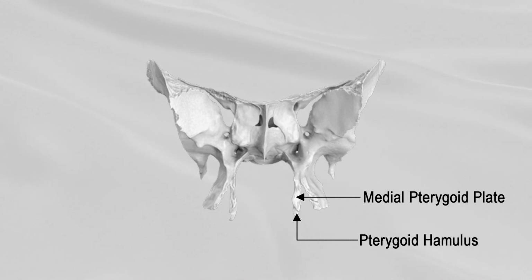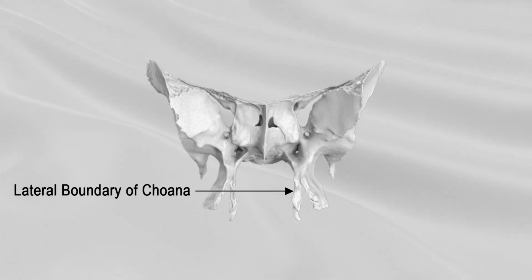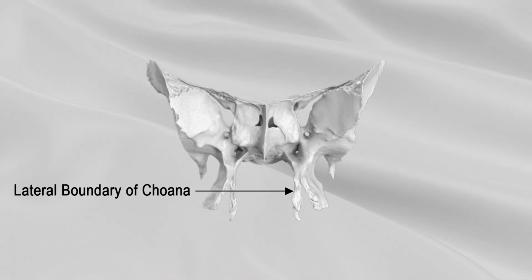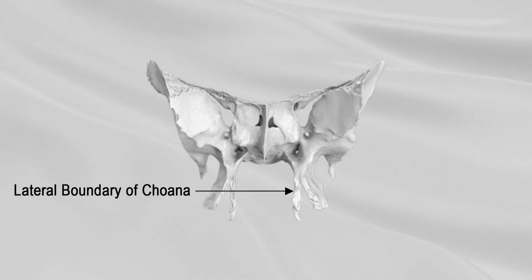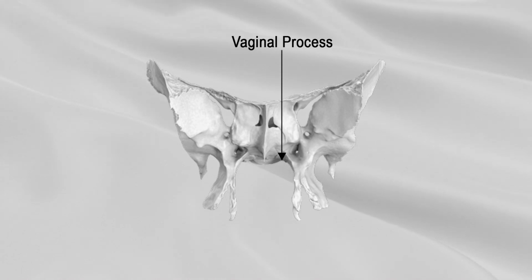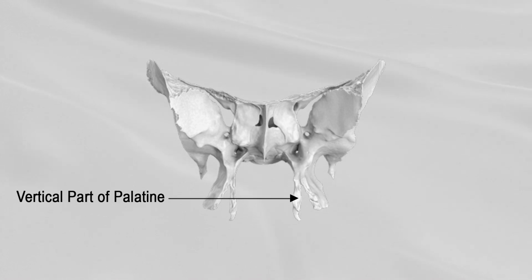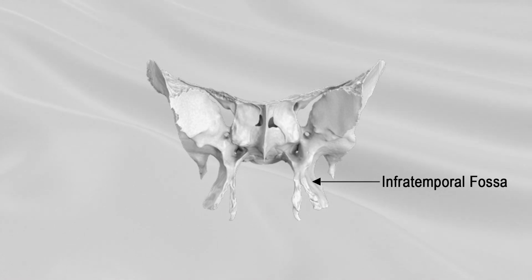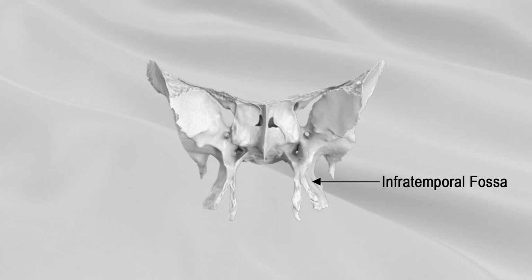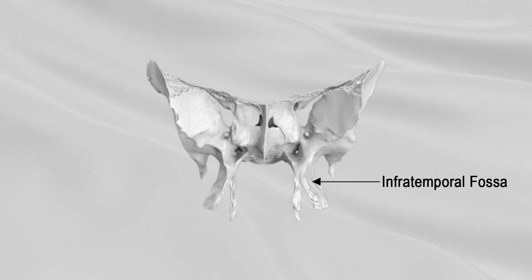The medial surface of the medial pterygoid plate constitutes the lateral boundary of the choana, or posterior aperture of the corresponding nasal cavity. Superiorly, the medial plate is prolonged onto the undersurface of the body as a thin lamina, named the vaginal process, which articulates in front with the sphenoidal process of the palatine, and behind this with the ala of the vomer. The anterior margin of the medial pterygoid plate articulates with the posterior border of the vertical part of the palatine bone. The lateral surface of the lateral pterygoid forms part of the medial wall of the infratemporal fossa.